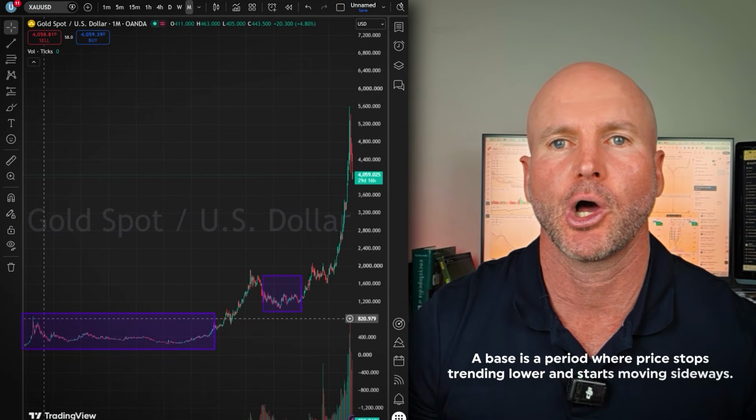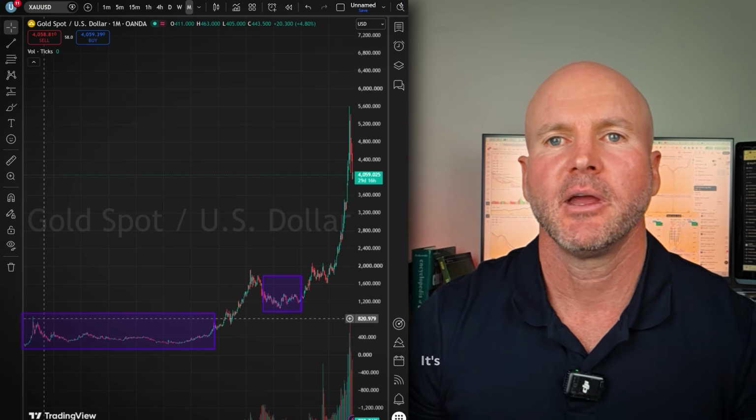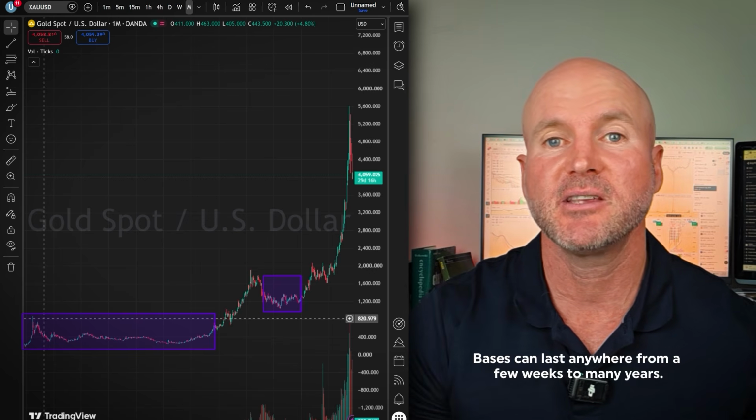Stocks and ETFs are no different. The only question is which stage the ETF is currently in. So let's define the two words that matter most. A base is a period where price stops trending lower and starts moving sideways. It's where the market is trying to decide what comes next. It's where the next trend is being quietly built. Bases can last anywhere from a few weeks to many years.